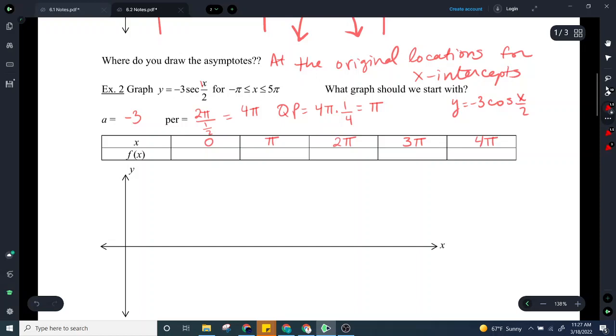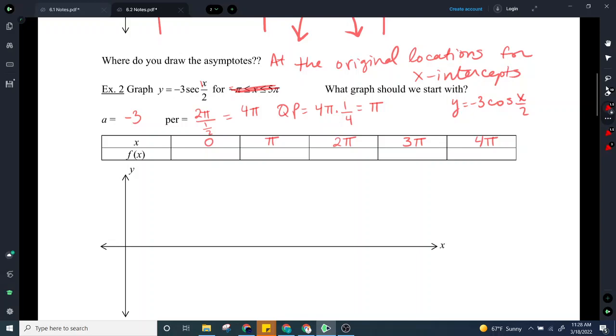Oh, I just noticed they said to go from negative pi to 5 pi. I'm trying to think why they gave us that interval specifically, if there's a good reason, because there was no phase shifting for us to worry about. I'm going to ignore that for now. Let's stick to the basics. So 0 to 4 pi, that's one cycle. We'll just use those points. It didn't tell us 2 cycles, so we'll go with 1 cycle.